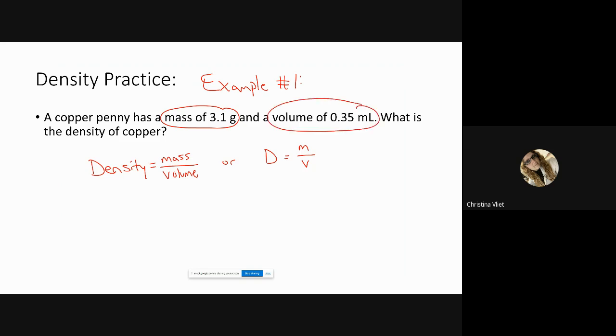So how are we going to determine the density? You would do 3.1 g divided by 0.35 mL. So far, so good? Now, the operation is a division because you see this line here. So you're going to do 3.1 divided by 0.35 in your calculator. And what does that give you? And you can use your calculator, you can use the decimals.